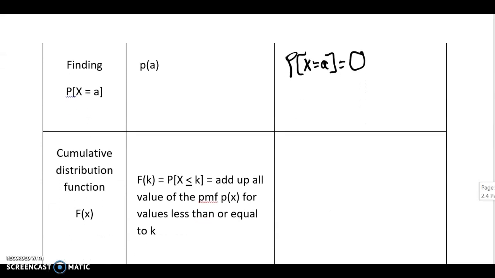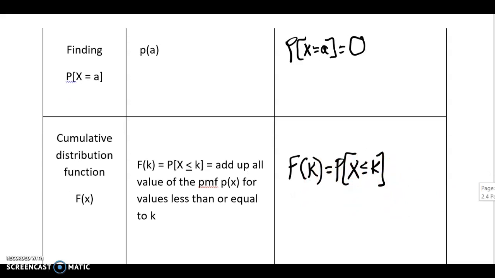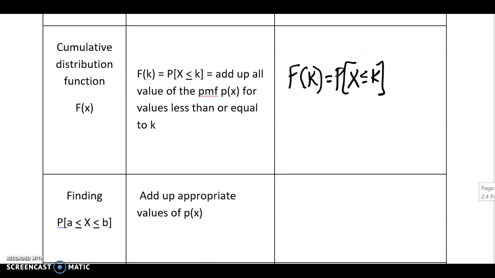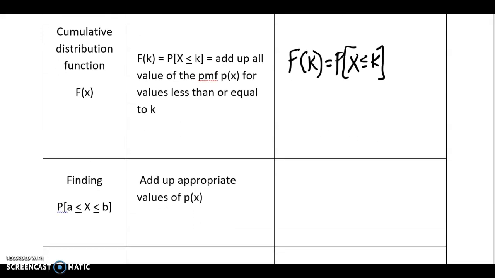The cumulative distribution function, the nice thing about that is it still means the same thing. So if they asked you to find F of k, it's the same exact thing, although I haven't explained how to find a less than or equal to probability yet. So let's wait on that. It's still a less than or equal to probability, with the same definition, but you don't add them up yet. So we'll come back and fill that one in too. I know we're kind of zooming through this, but it helps because you'll see something.